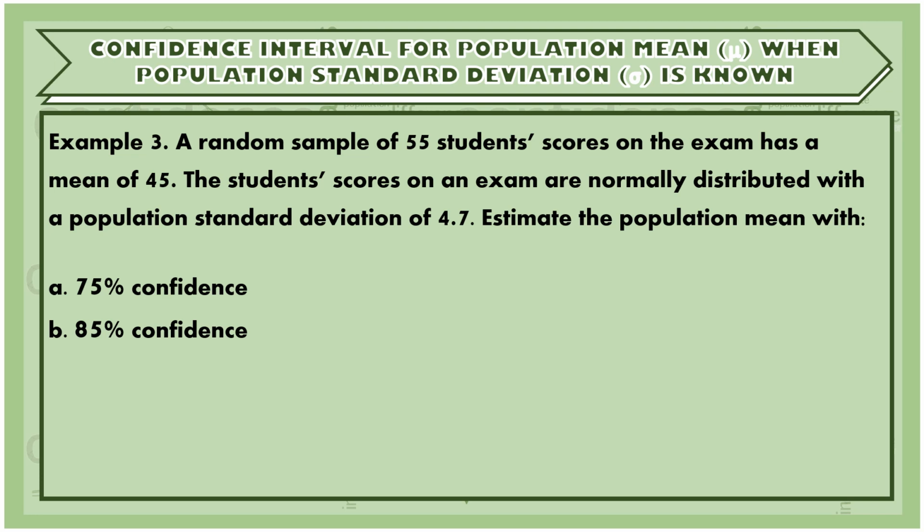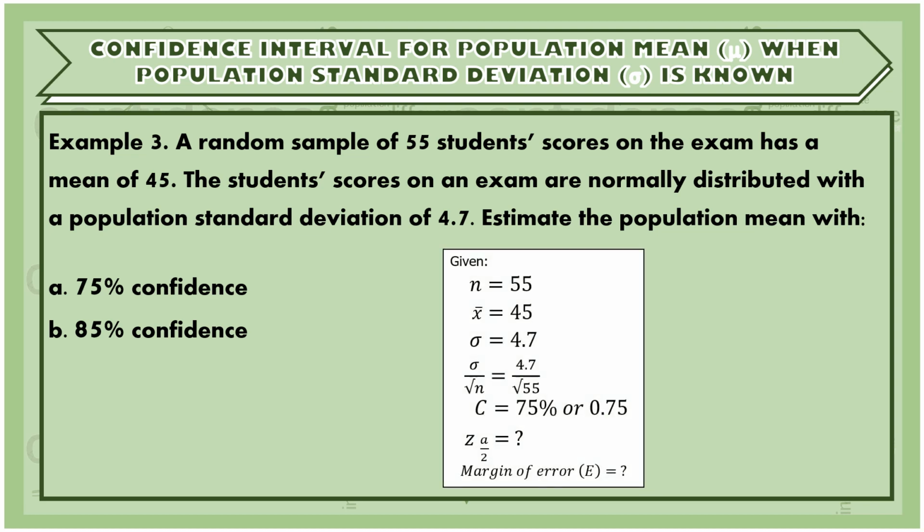In order for us to solve this problem, the first thing to do is to identify the given, which are: sample size is equal to 55, sample mean is equal to 45, population standard deviation is 4.7, standard error is 4.7 over square root of 55, and confidence level is 75% or 0.75. The question is, what will be the value of critical value and the margin of error, so that we can estimate the actual value of the population parameter.